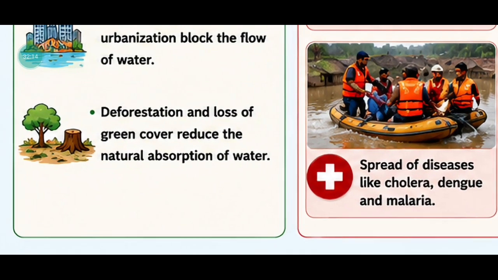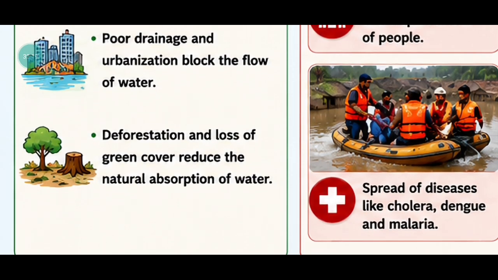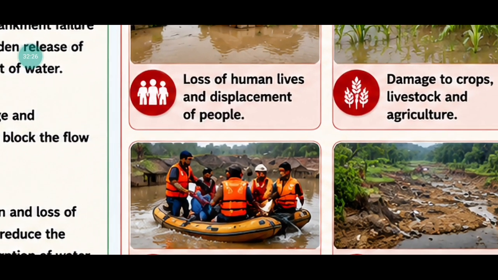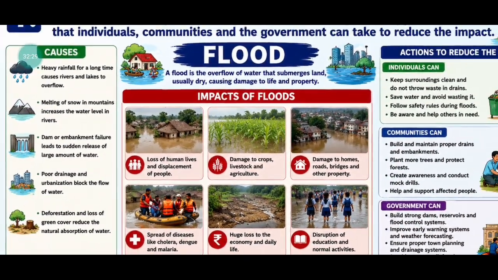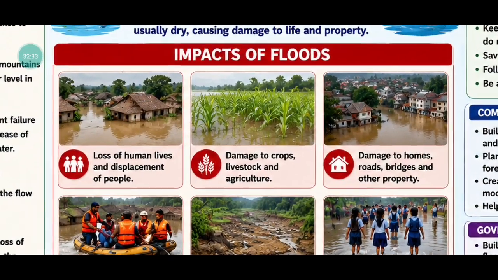Okay, and next one is deforestation and loss of green cover reduce the natural absorption of water. So deforestation is also one cause of this. Fine, so these are some causes of flood. Now let's understand the impact of flood. So what are the impacts?